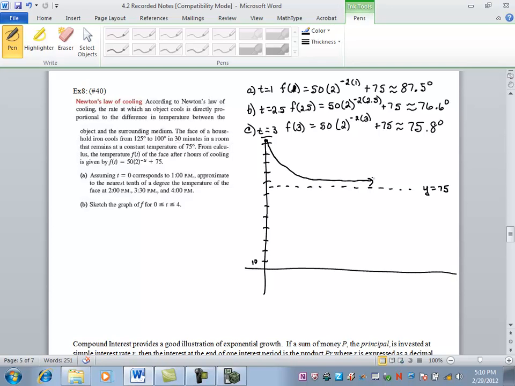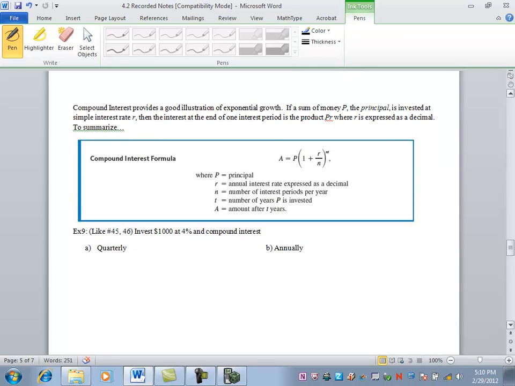And so here is the rough sketch of our function that approximates how quickly this household iron is cooling off. They want us to go until 4 o'clock, so we can put that in here somewhere. We're getting very, very close to 75.8 degrees. All right. If you have questions on that, be sure to bring those in.